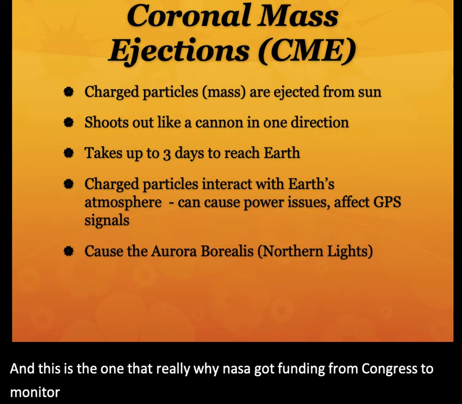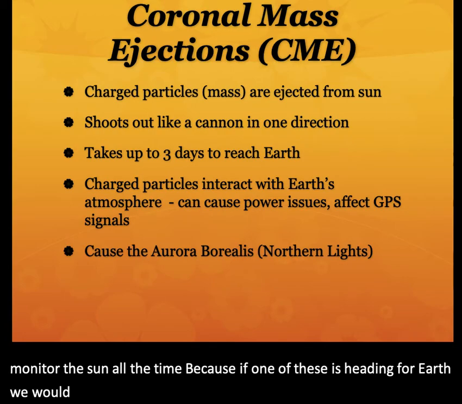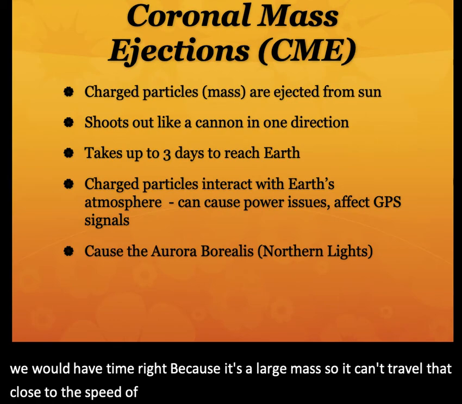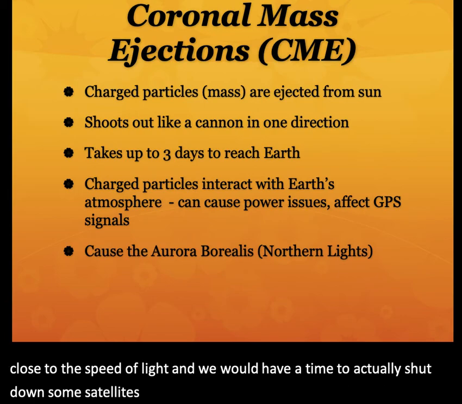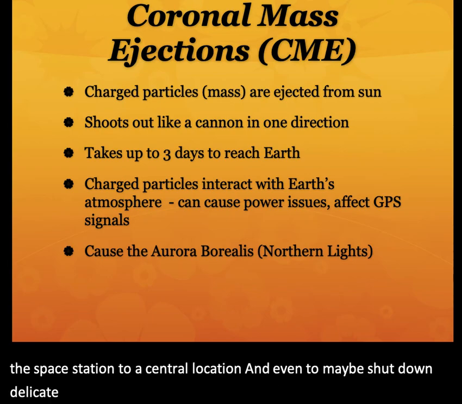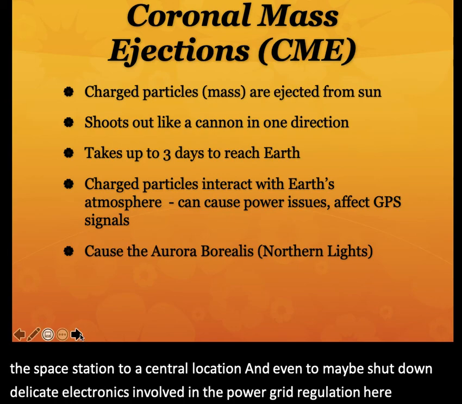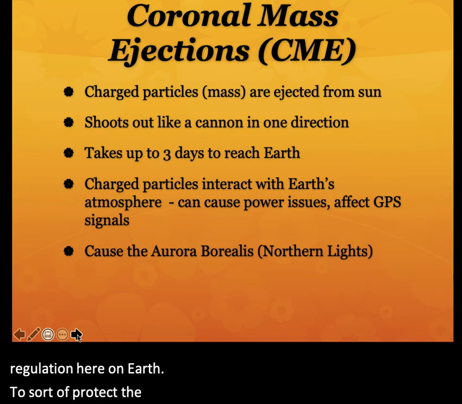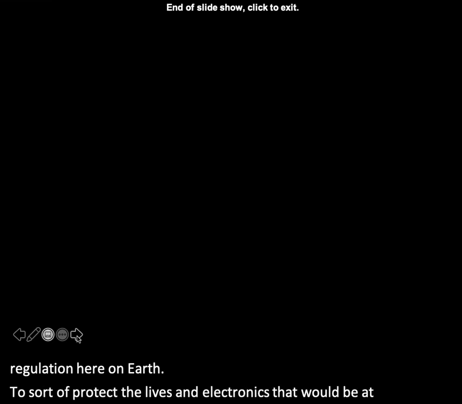And this is the one that really is why NASA got funding from Congress to monitor the sun all the time, because if one of these is heading for Earth, we would have time, right, because it's a large mass, so it can't travel that close to the speed of light. And we would have time to actually shut down some satellites. There are protocols to do this, or to bring astronauts on the space station to a central location, and even to maybe shut down delicate electronics involved in the power grid regulation here on Earth to sort of protect the lives and electronics that would be at risk with the CME.